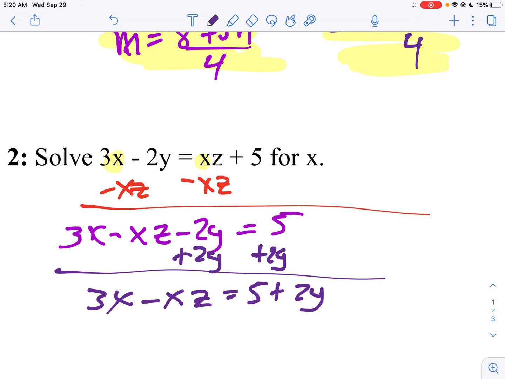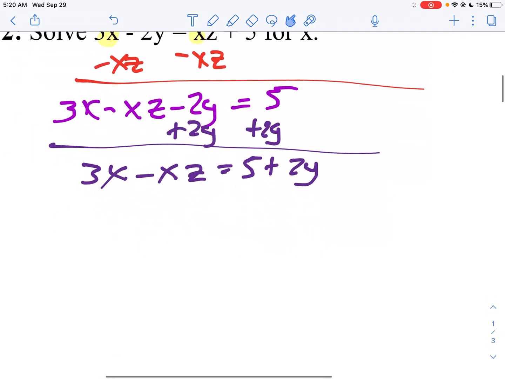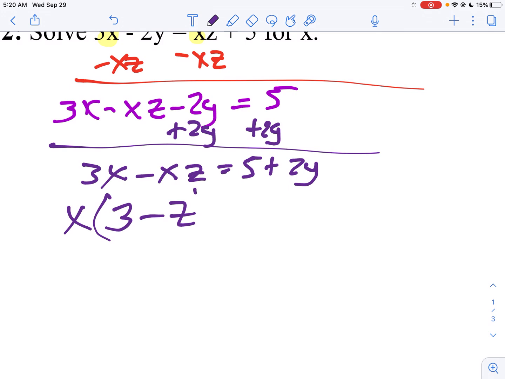Then I want to get my x by itself. So what I'm going to do is factor this. We're going to undistribute it. I notice there's an x in both terms, so I'm going to put my x outside the parentheses. So x times what gives us 3x? Well, that would be 3. Minus x times what gives us xz? Well, that would be z. So we're factoring it.